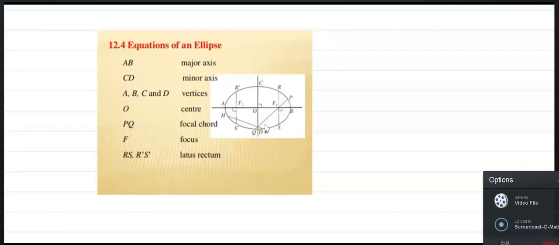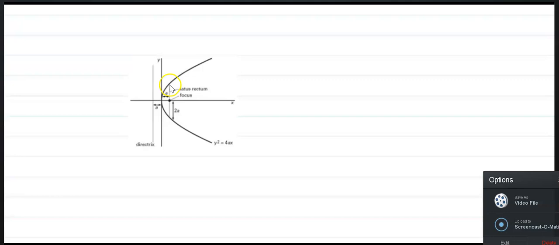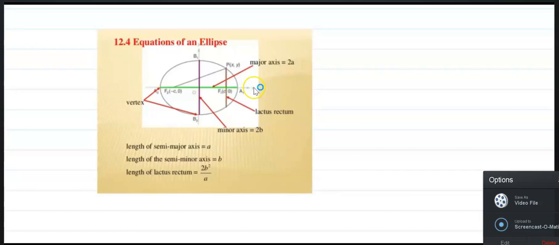हे सर्व तुम्ही लक्षात ठेवायचं. You have to remember all this. Again, this is the latus rectum. It is repeated, 2a and again 2a, that is 4a, the length of the latus rectum. This is also the major axis, then it is a minor axis, it is 2b. Length of semi major axis is a, length of semi minor axis is b. Length of latus rectum is 2b square upon a.